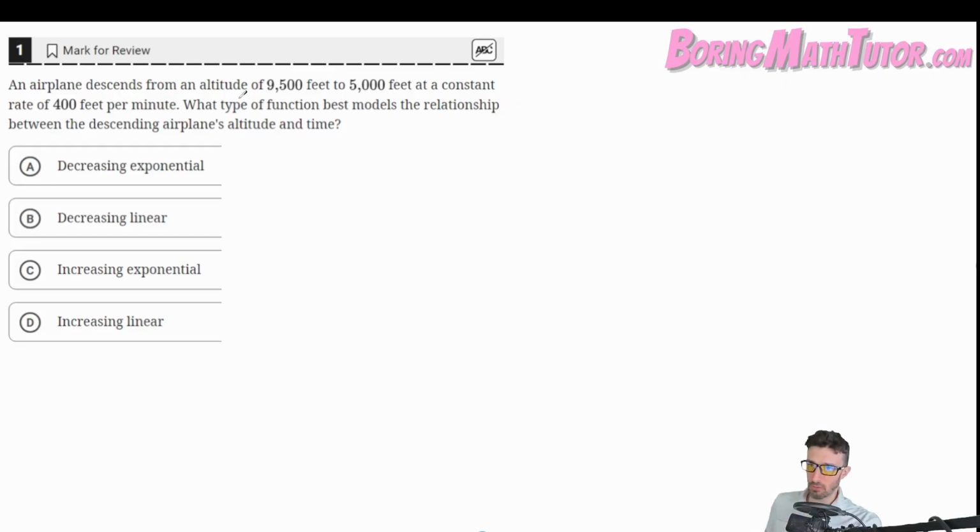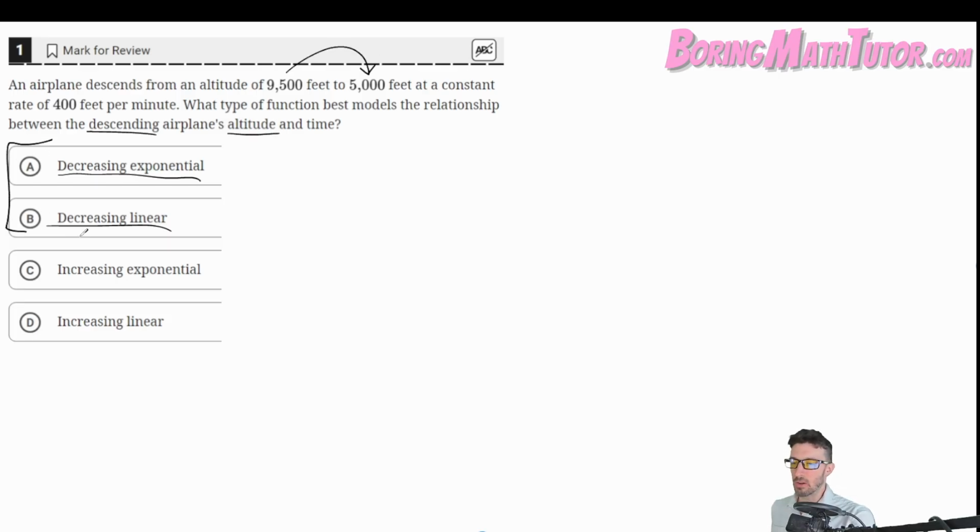An airplane descends from an altitude of 9,500 to 5,000 at a constant rate of 400 feet per minute. What type of function best models the relationship between the descending airplane's altitude and time? Is it decreasing exponential? Is it decreasing linear? Well, it's definitely decreasing because it's a descending airplane and its altitude is going down.